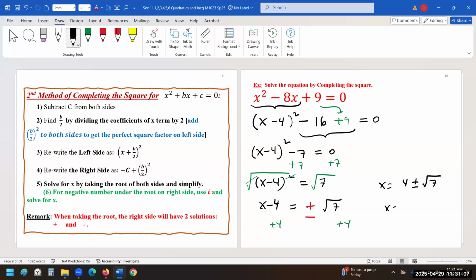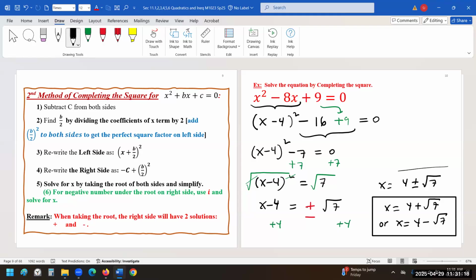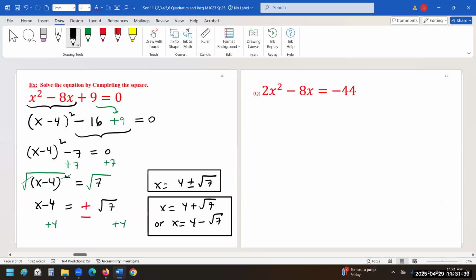You can rewrite x equals 4 plus square root of 7 or x equals 4 minus square root of 7. Either one is fine. We cannot simplify, so either one is fine. But if it wasn't square root of 7, only 7, you must write it this way and you simplify. Question? Okay, then you try one.